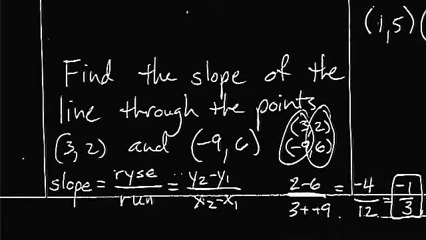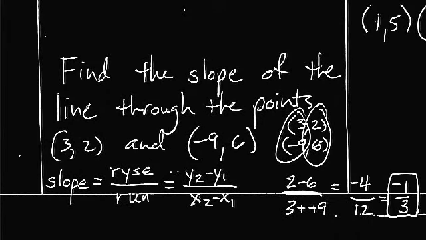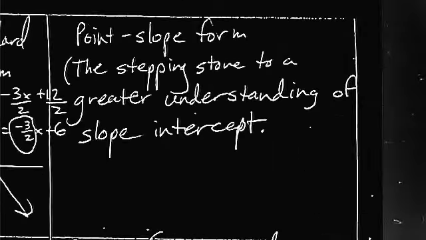Some of you are probably going to ask, is it okay if I do 6 minus 2 and negative 9 minus 3? Yes, you will get the exact same answer. So don't panic. It's fine. As long as you stay consistent, you will be a winner. Point-slope form. Really, you need to understand that point-slope form is the stepping stone to a greater understanding of slope-intercept.